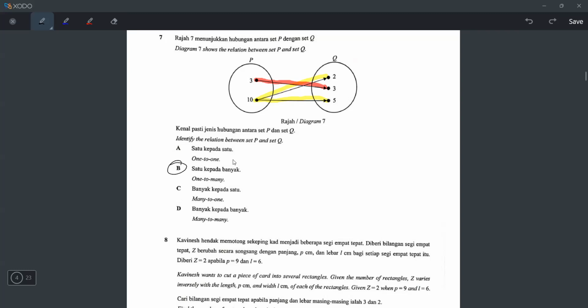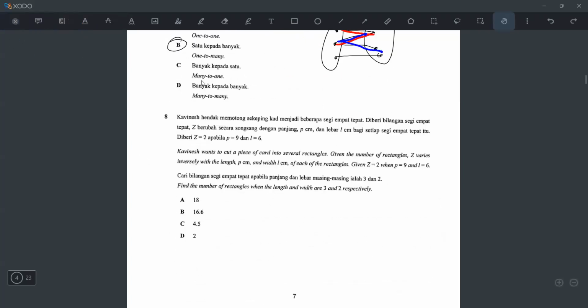Okay. What about many to one? Many to one is like this. Many to one is when 2 objects have the same image, like this. Okay. Then what about many to many? Many to many is when it has one to many and many to one at the same time. Can you see? There's many to one here, and then there's one to many here. So if there's one to many and many to one at the same time, then it's many to many. Okay, very easy. Number 8.